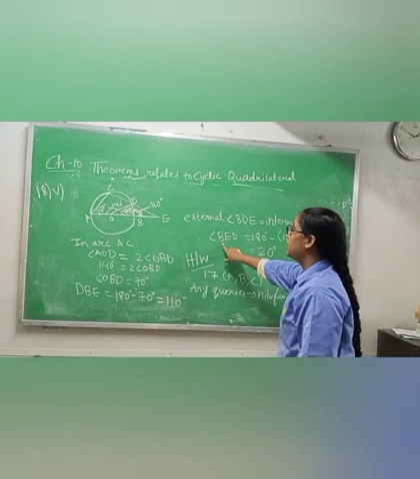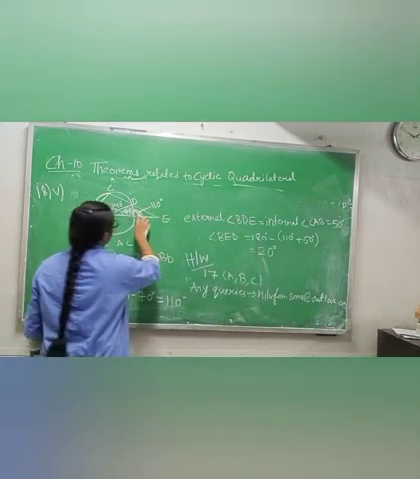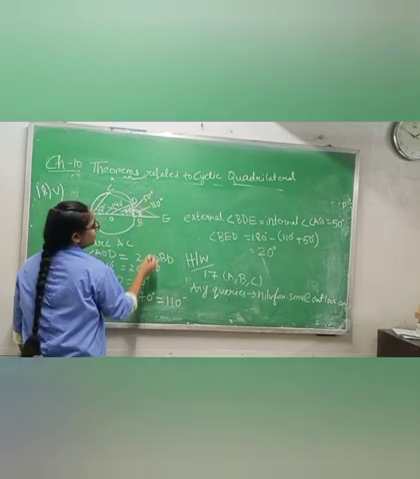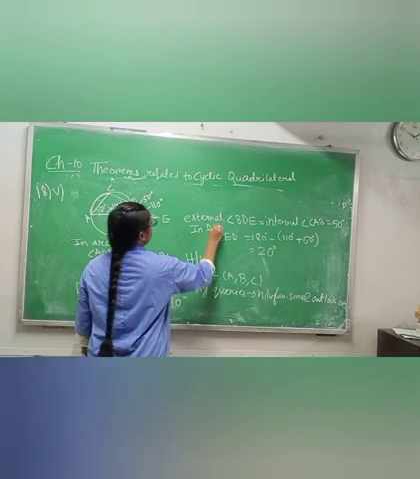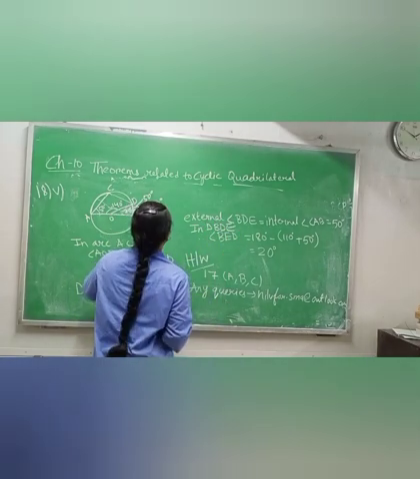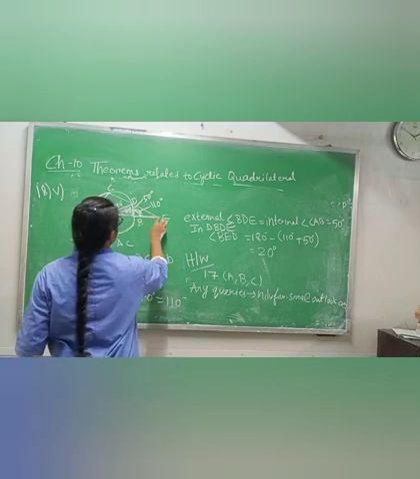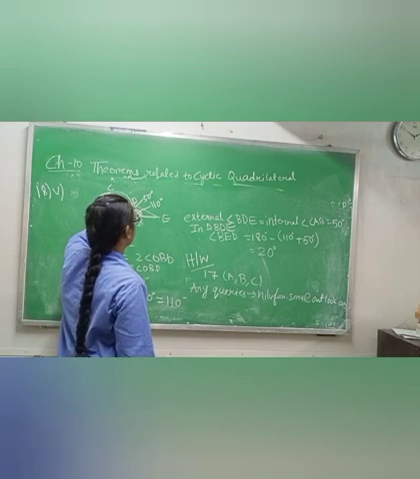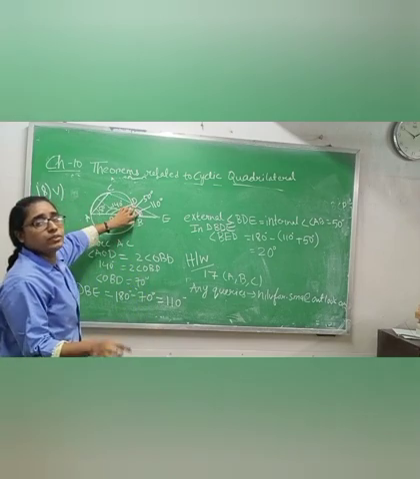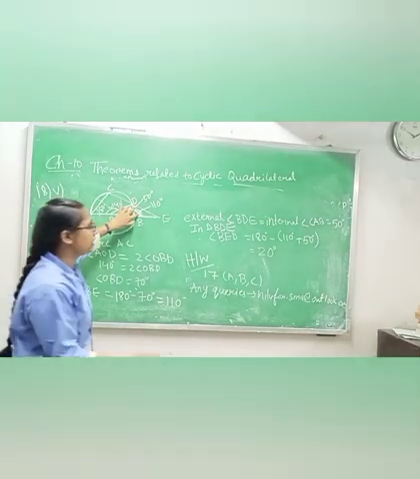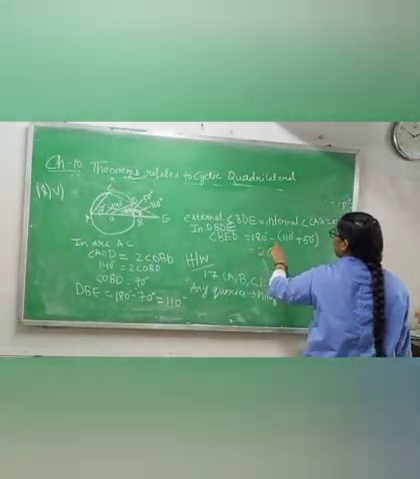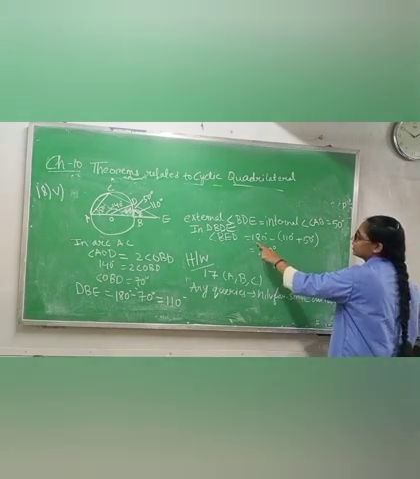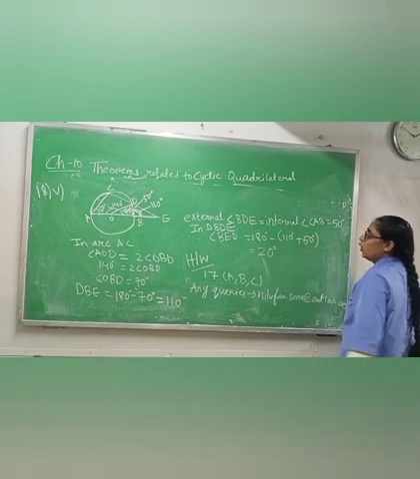Now we have to find BED. This one I got 110, this one I got 50 degrees, and we know that BDE is a triangle. So in triangle BDE, we have to find BED. We know that the sum of the angles of a triangle is 180 degrees. So directly I am doing 180 degrees minus 110 plus 50. 110 plus 50 will give you 160 degrees. 180 degrees minus 160 degrees will give you 20 degrees.